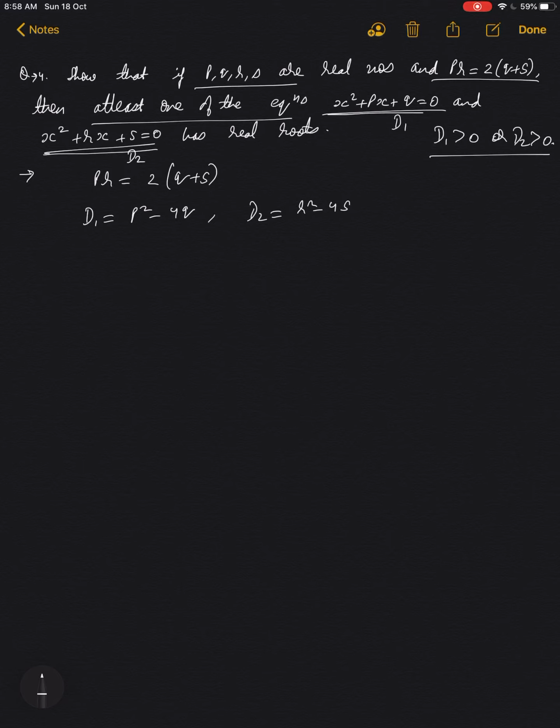Now generally what we do, we write this as a product of two things is greater than 0. That means either both are positive or both are negative. Like this we cannot do. Then what can we do? Here the important thing is that we know D1 and we know D2, so we can find D1 plus D2. If D1 plus D2 is greater than 0, we can easily say that at least one of D1 and D2 is greater than 0.